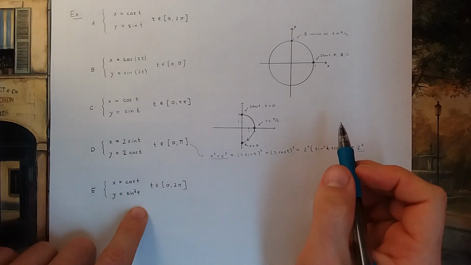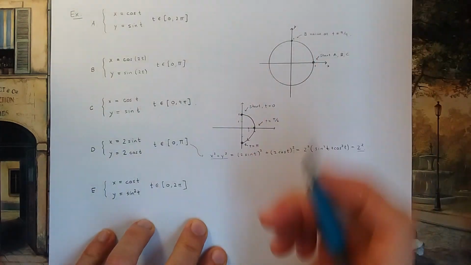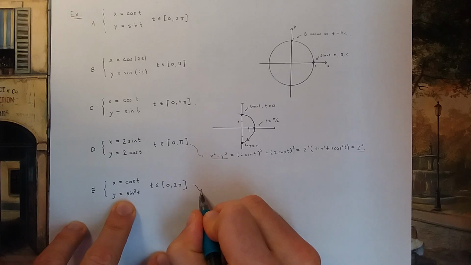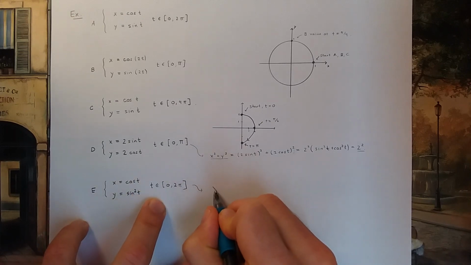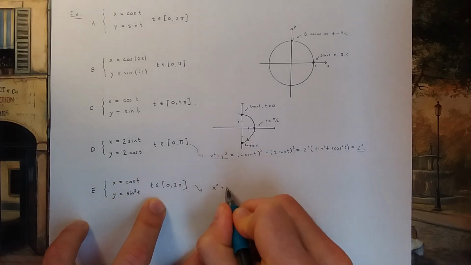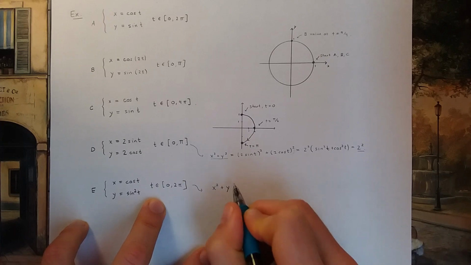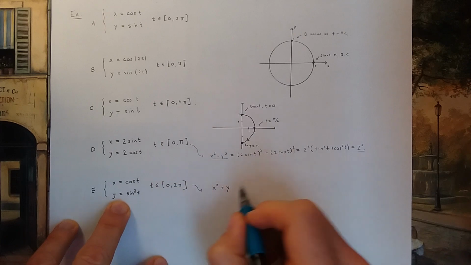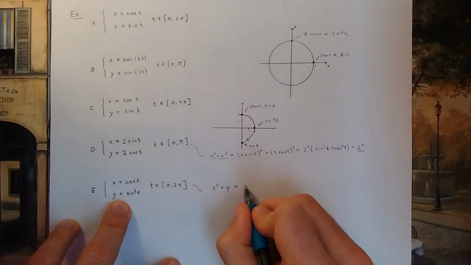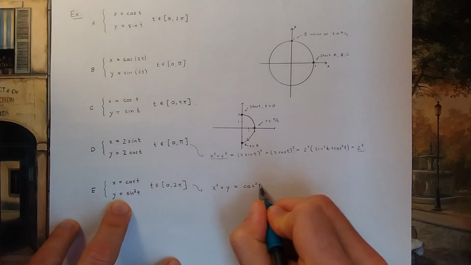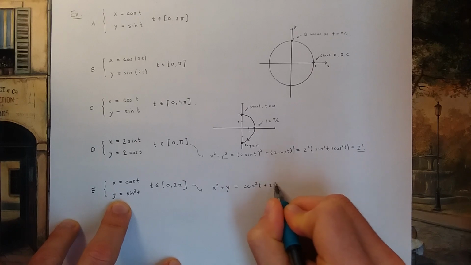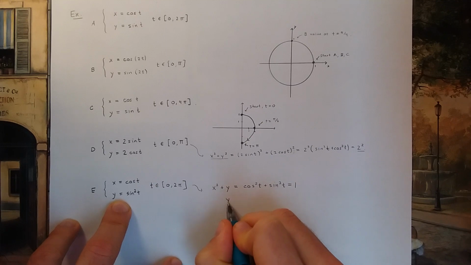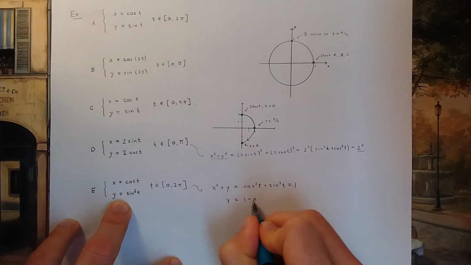This one is actually not a circle. Why? In this case, I have x squared plus y. I'm not going to square the y. I'm just going to do x squared plus y because I already have sine squared in my parametric equation. Then I get cosine squared t plus sine squared t. That's equal to 1. So in other words, y is equal to 1 minus x squared.